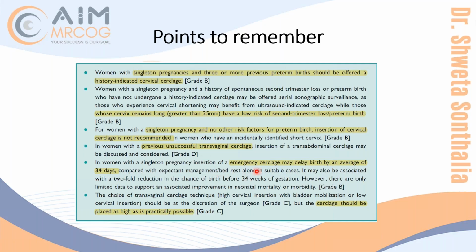Then what else can they ask you? Emergency cerclage, how much will it delay the delivery time? So 34 days average, and a twofold reduction in the chance of birth before 34 weeks. Sometimes they will ask you how much reduction in the chance of birth before 34 weeks. So it is a twofold reduction. Both points are important.